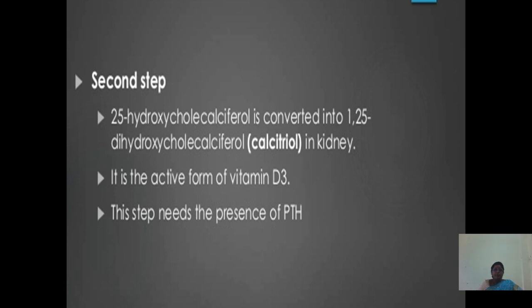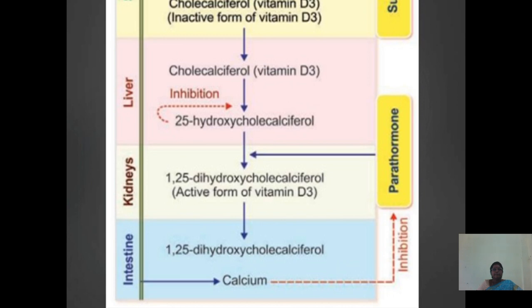In the second step, 25-hydroxycholecalciferol is converted into 1,25-dihydroxycholecalciferol, that is also called calcitriol, in the kidney. This is the active form of vitamin D. This step needs the presence of parathormone.